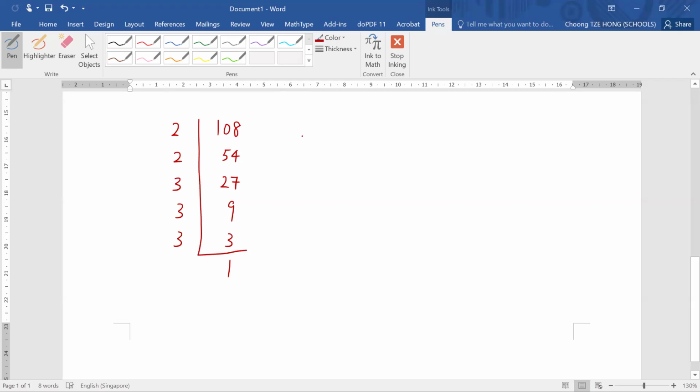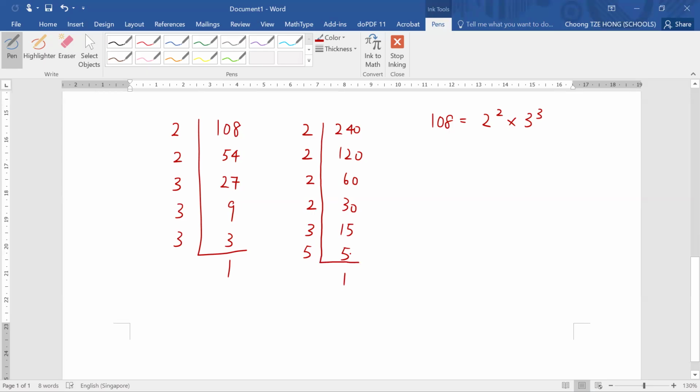So in other words, 108 is 2 squared times 3 cubed. Then 240: divide by 2, 120, divide by 2, 60, divide by 2, 30, divide by 2 again, 15, divide by 3, 5, divide by 5, 1. So practice your prime factorization, and you will be able to do it faster and faster. So 240 will be 2 power 4 times 3 times 5.